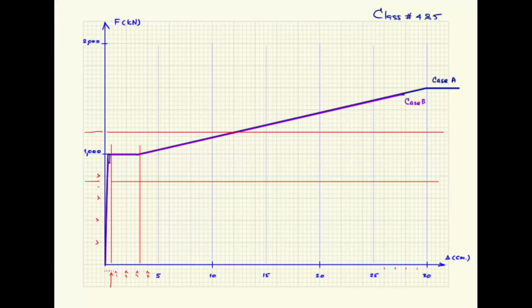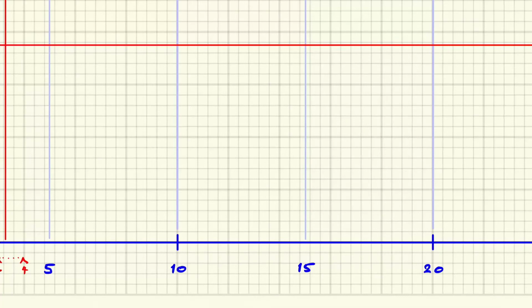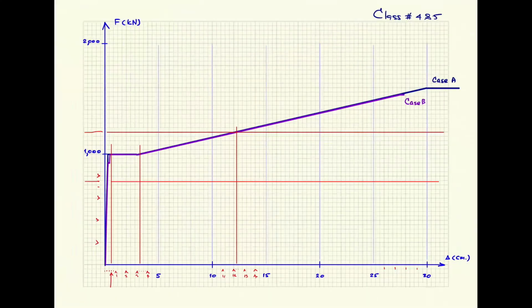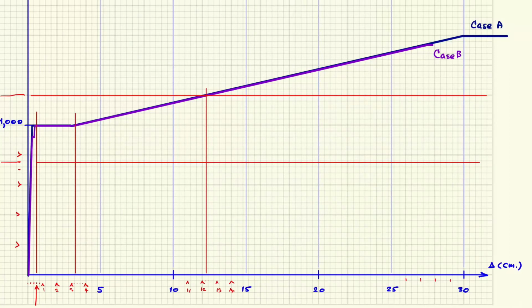12.3. 14, 13, 12, 11, 12.2. 12.3 is just in between. Yes. But 14.8, 14.8 is this line. Okay, there it is.